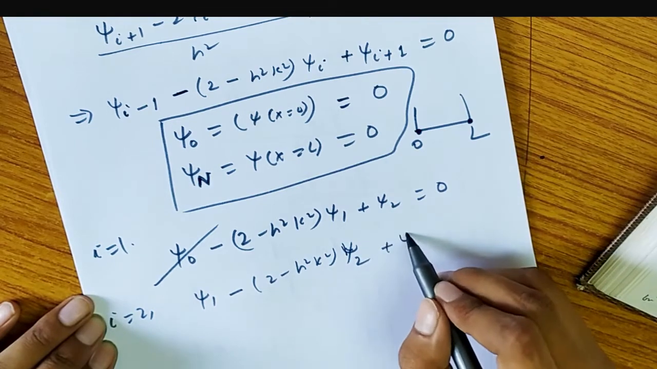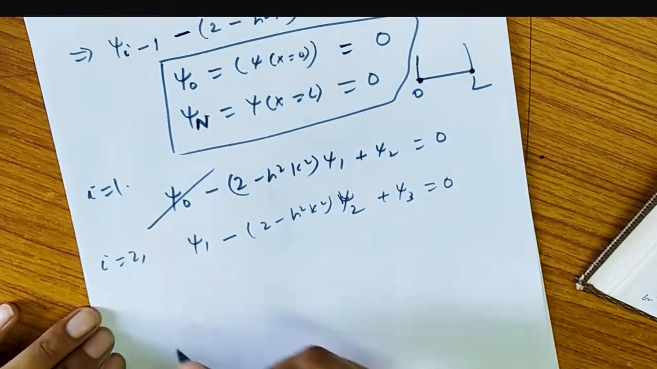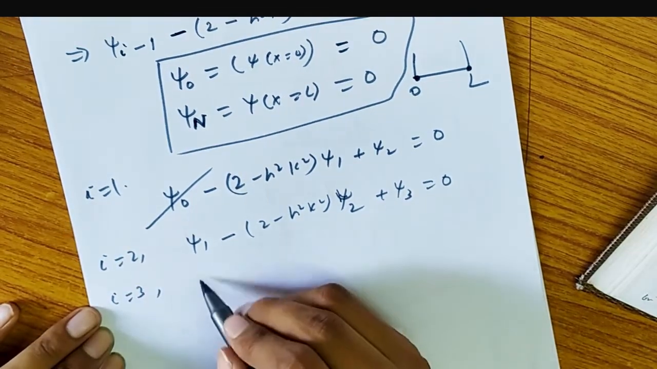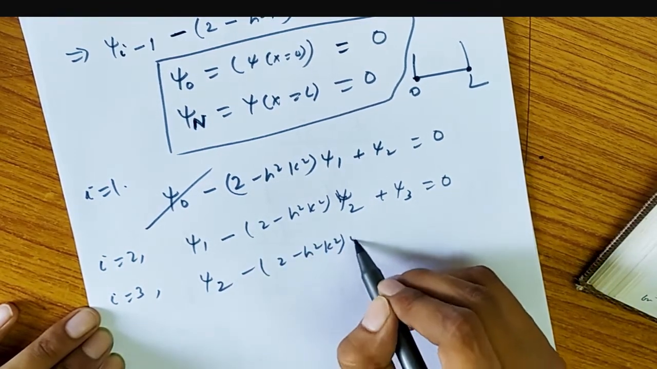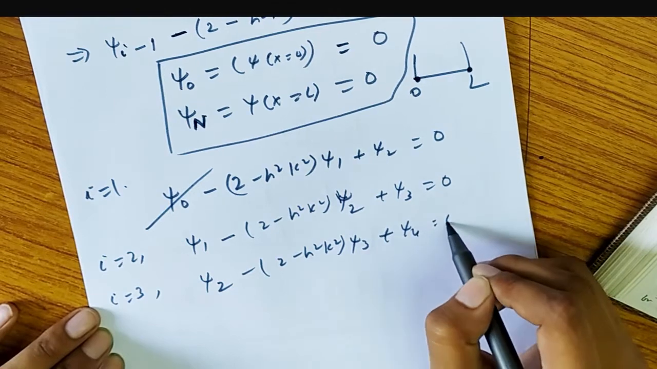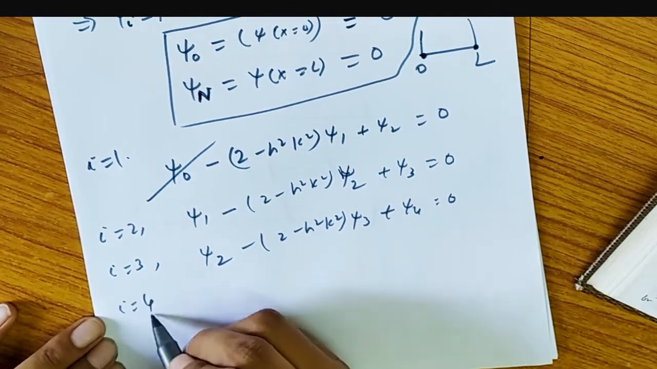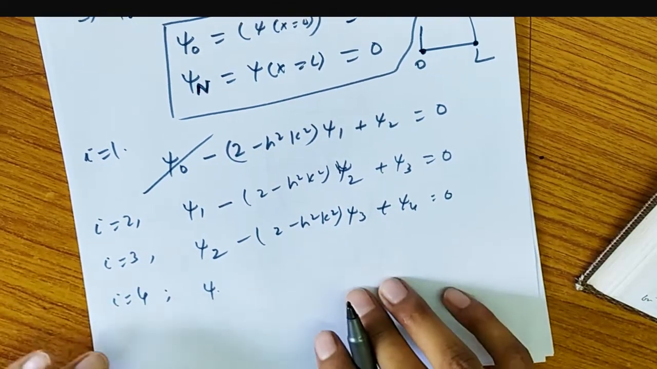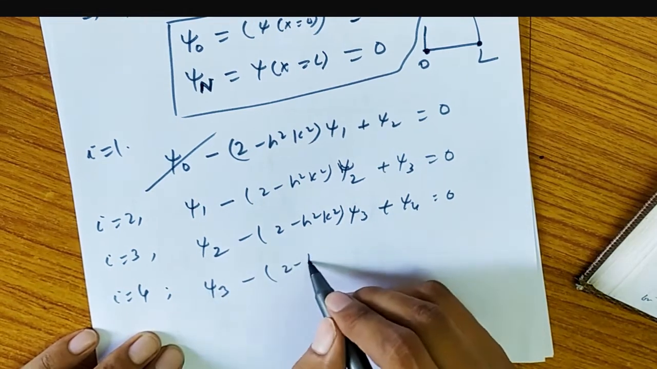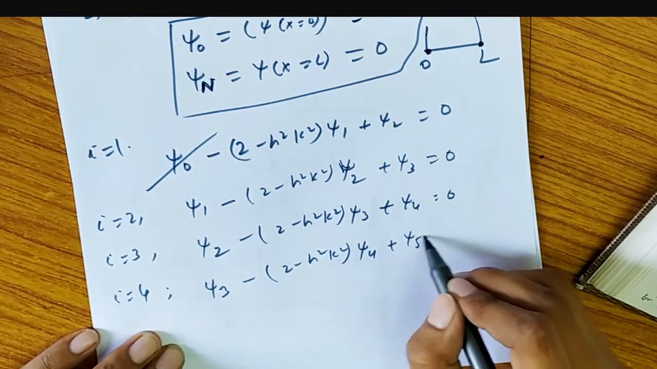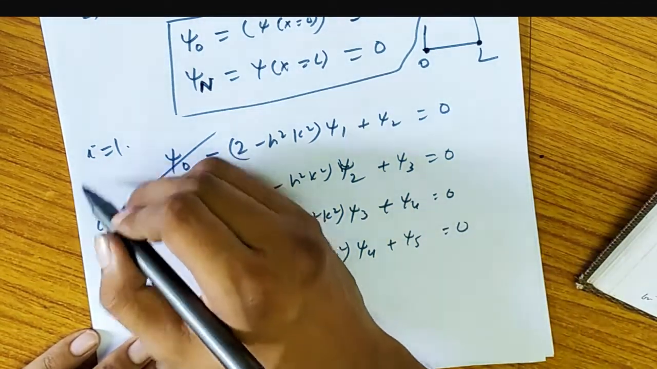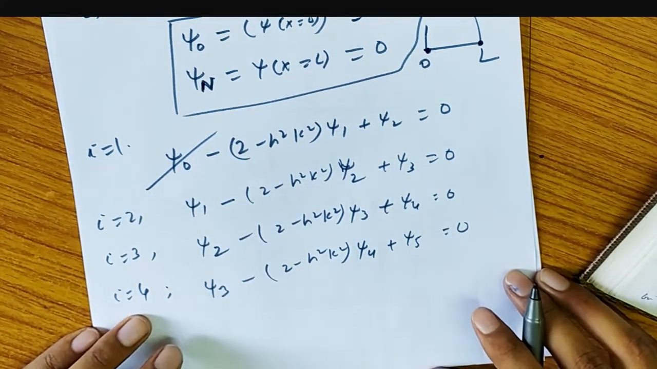Okay, psi 2 plus psi 3 is equal to 0. For i equal to 3, I have psi 2 minus (2 minus h squared k squared) psi 3 plus psi 4 is equal to 0. And for i equal to 4, psi 3 minus (2 minus h squared k squared) psi 4 plus psi 5. Well, why am I taking only i1, i2, i3, i4?